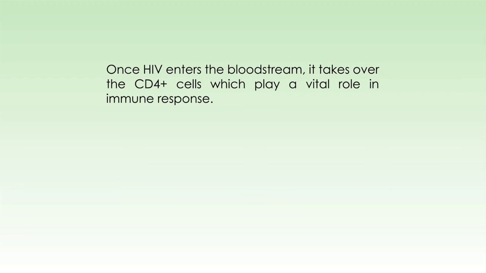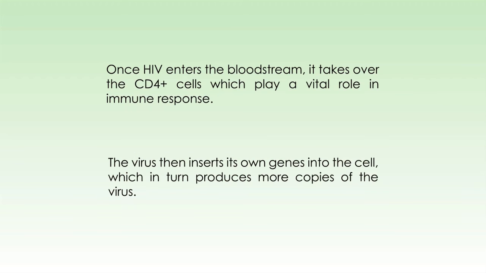Once HIV enters the bloodstream, it takes over the CD4 plus cells, which play a vital role in immune response. The virus then inserts its own gene into the cell, which in turn produces more copies of the virus. Further, the amount of the virus in the blood increases and the number of healthy CD4 plus cells goes down. And the destruction of CD4 plus cells interferes with the body's ability to fight off infections, cancer, and other diseases.